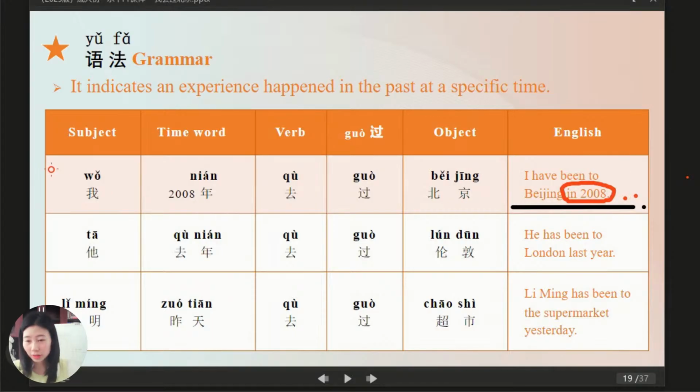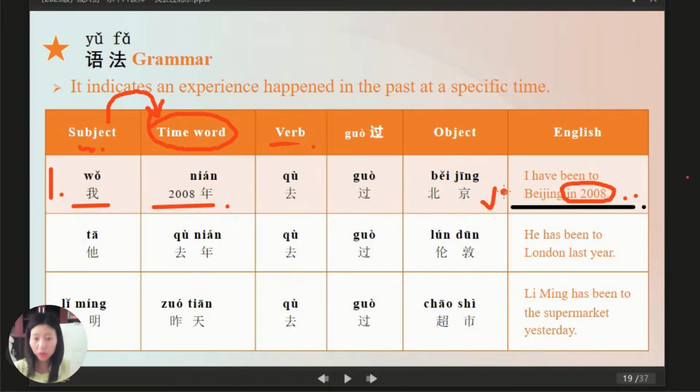The first sentence, we say 我, the subject first. Always the subject first, just memorize it. Next is 2008 year, 2008年. We put the time word after the subject and before the verb. The position is the same as in I haven't been to, verb 过 object. So we say 我2008年去过北京. It's more specific, telling people which year you have been to Beijing.